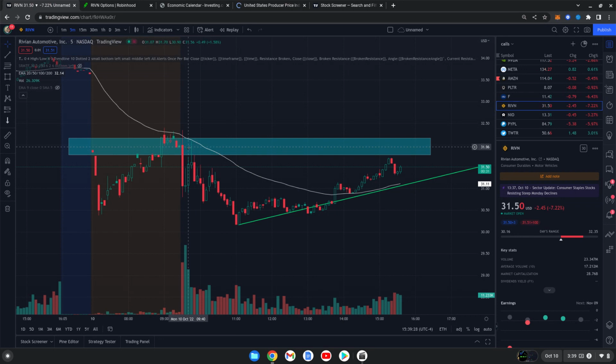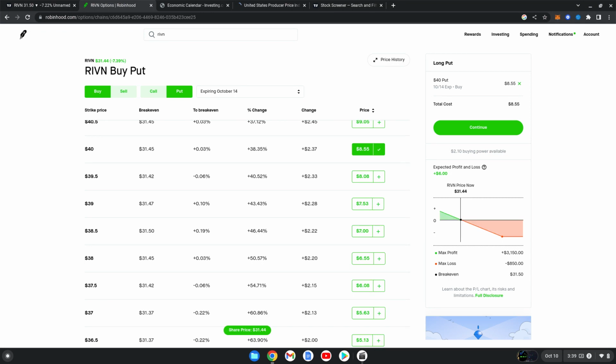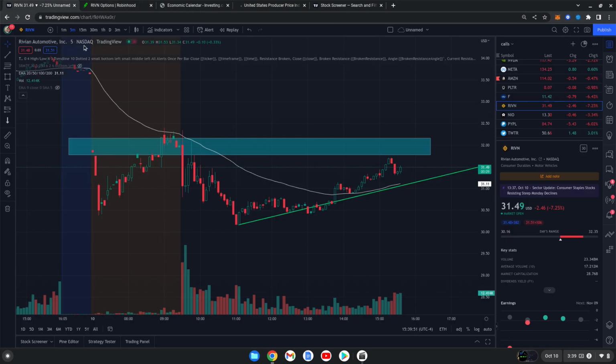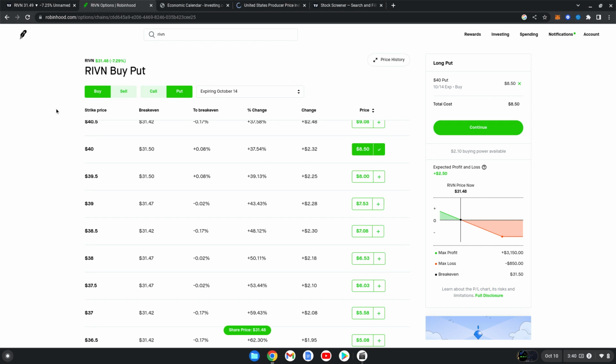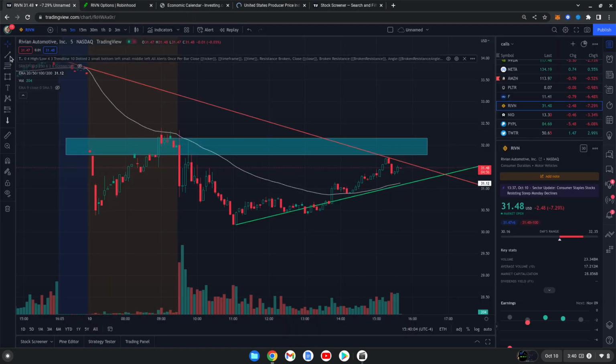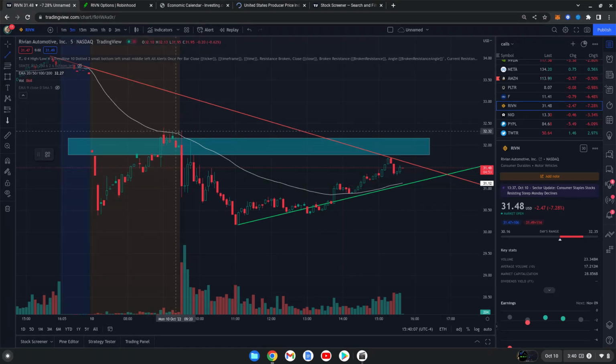Now, once we find where we want to buy these puts, how do we select the puts that we would like to trade? And for this, I'm using Robinhood. I don't trade on Robinhood. I like to use Webull and sometimes TradeStation, but Robinhood has this beautiful interface, and I know most beginners use it, so we'll use Robinhood. So when we jump into this trade, it was around 31 to $32, right? Now, if we're buying puts, that means we think that things are going down.